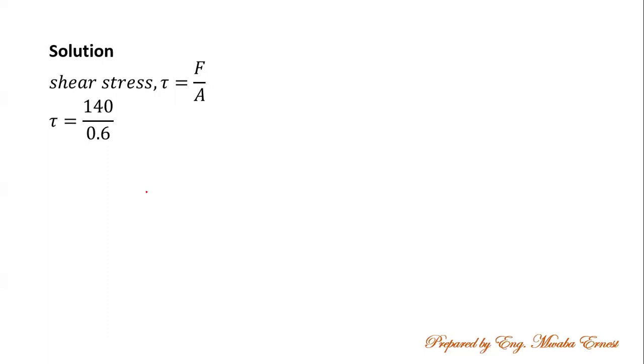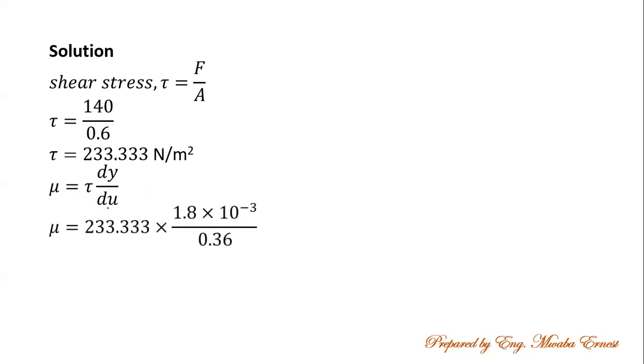Then what do we have? We get 233.333 newtons per square meter. That is our shear stress. With this, we're now ready to handle the question. We can now find our viscosity. So this is our formula for viscosity. We already have the shear stress, the thickness of the lubricant, the change in velocity. So we can just substitute.